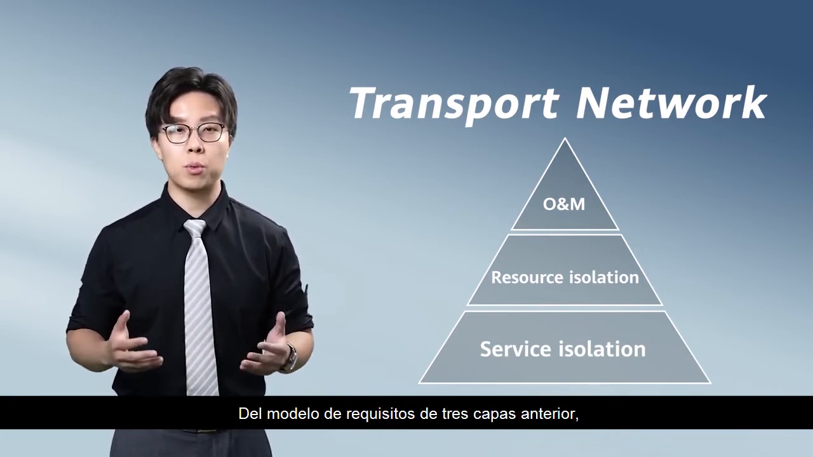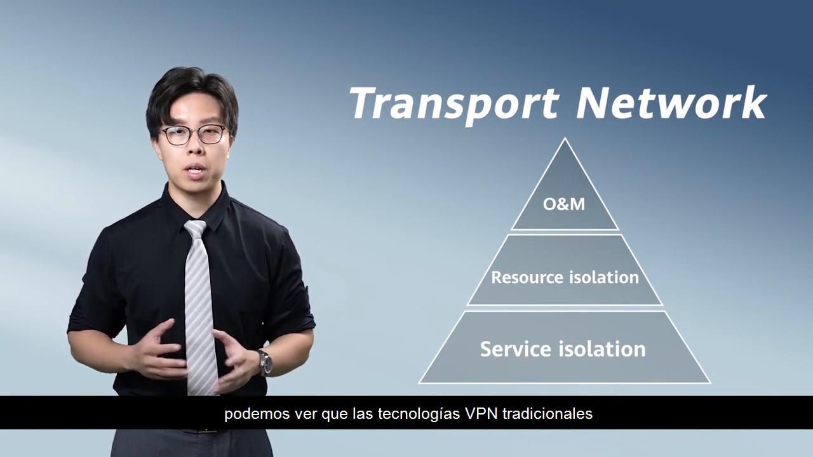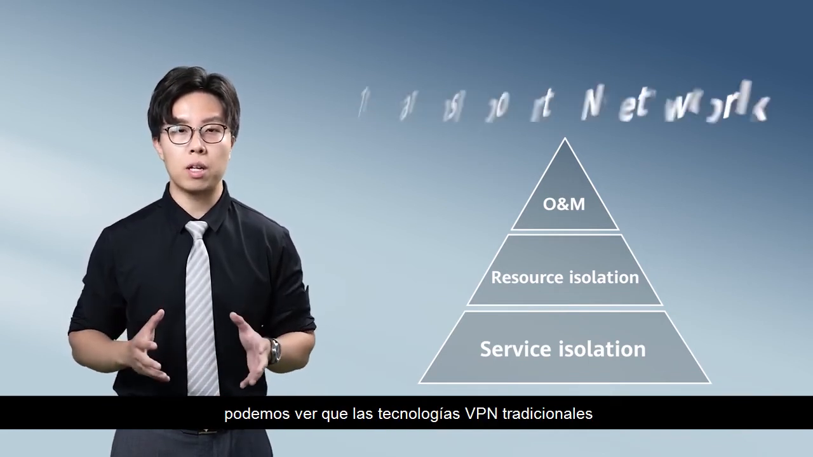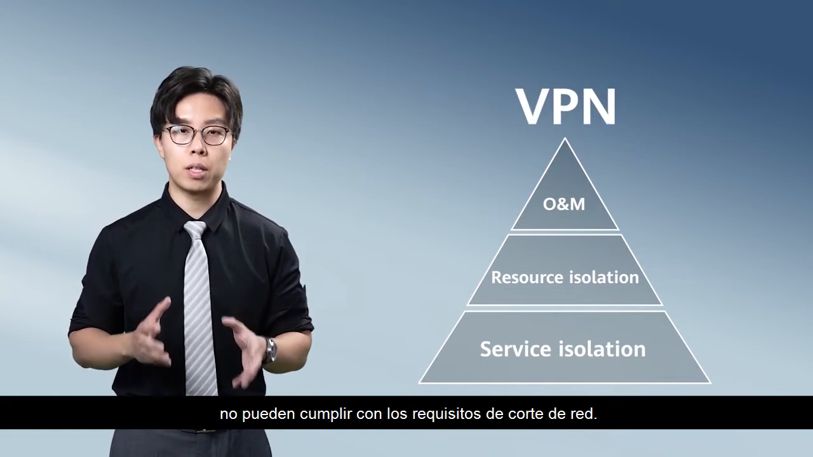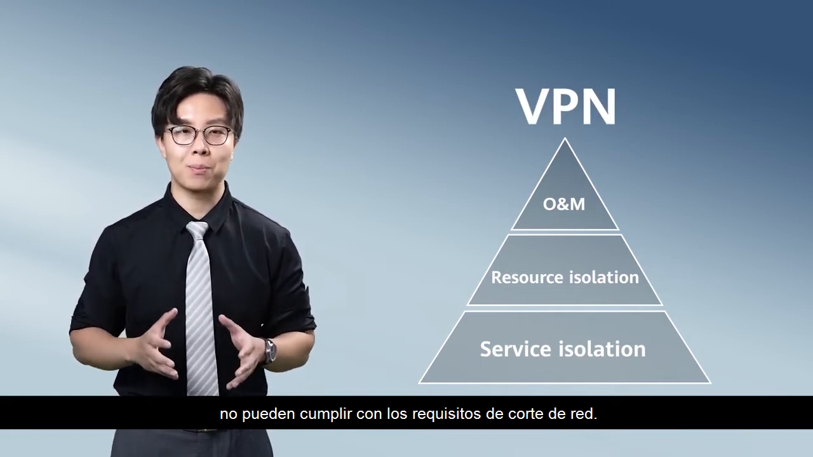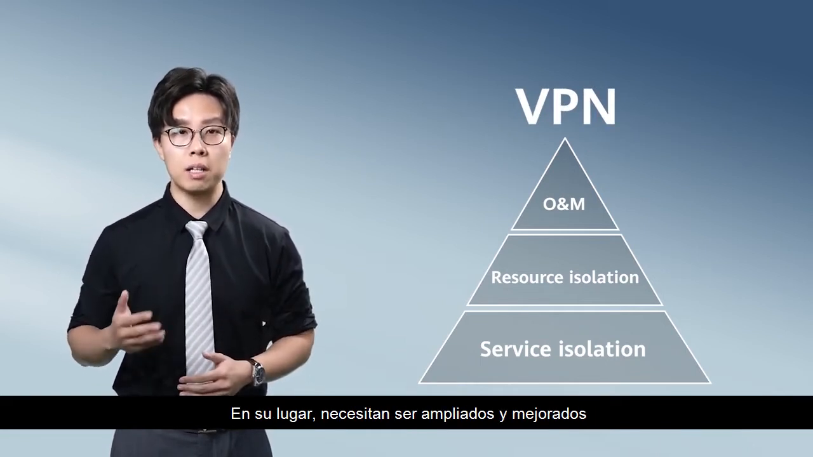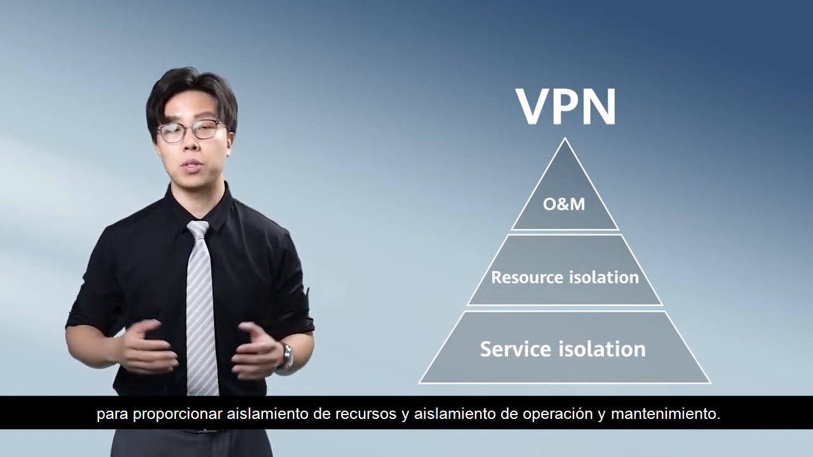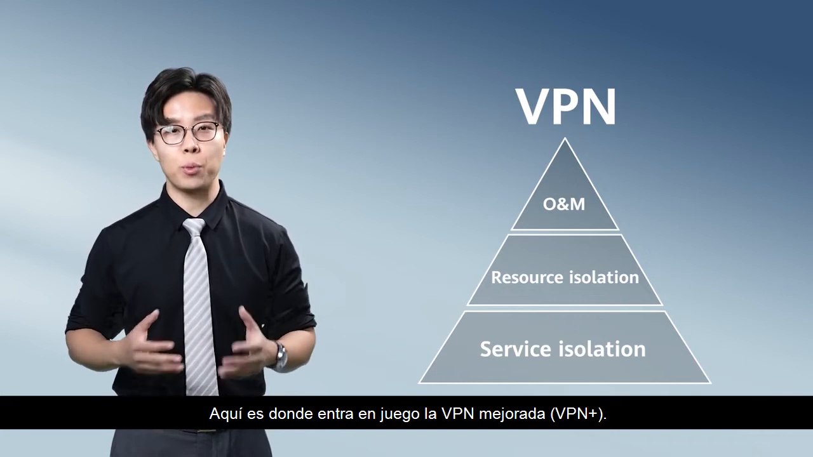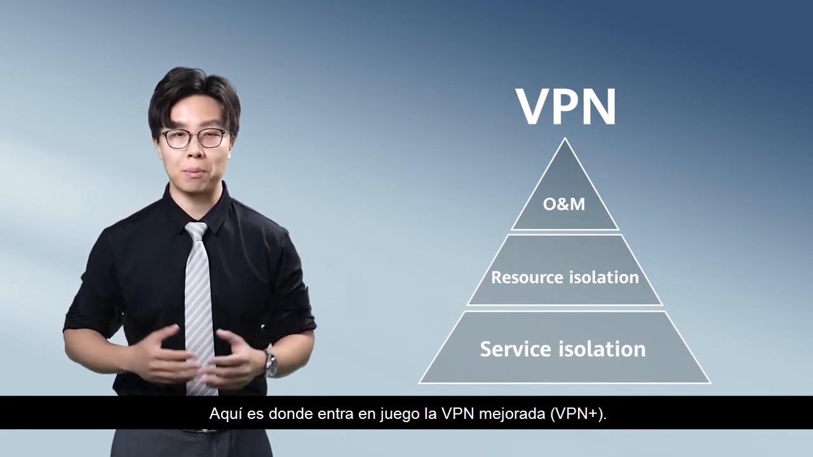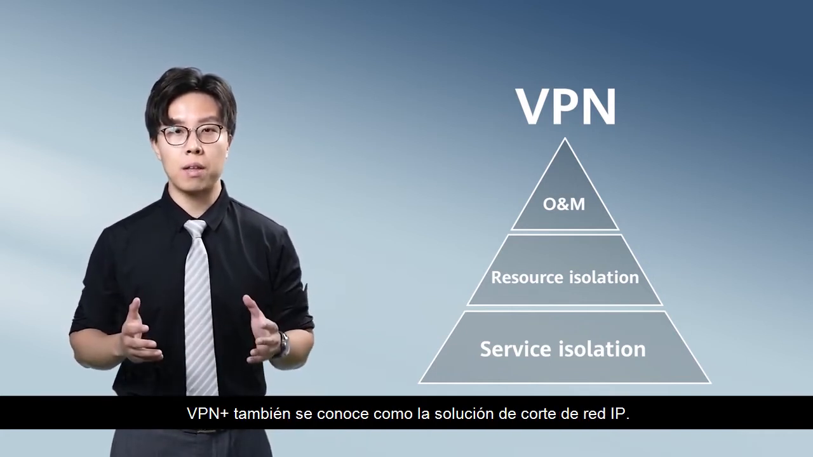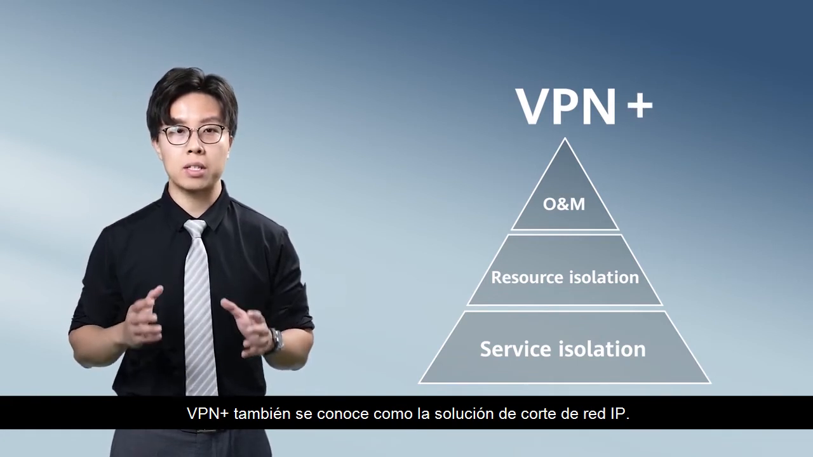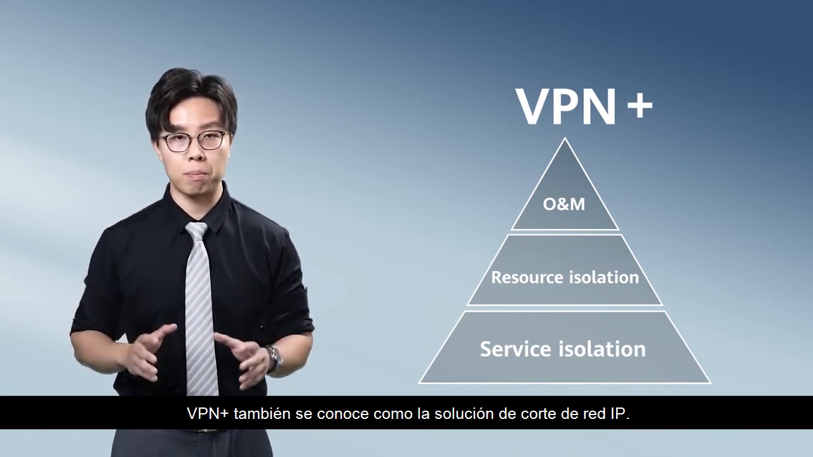From the preceding three-layer requirement model, we can see that traditional VPN technologies are unable to meet the requirements of network slicing. Instead, they need to be extended and enhanced to provide resource isolation and O&M isolation. This is where enhanced VPN comes in. Enhanced VPN is also referred to as the IP network slicing solution.